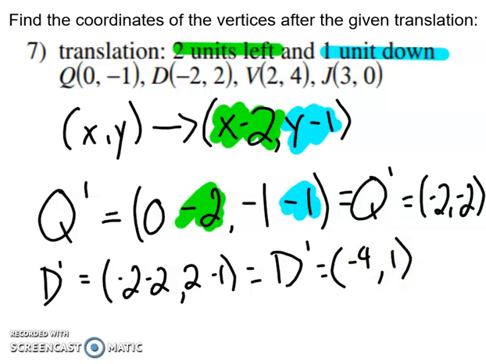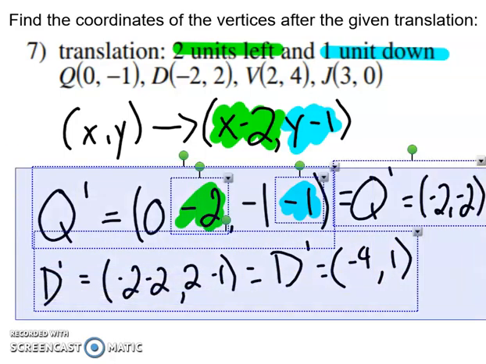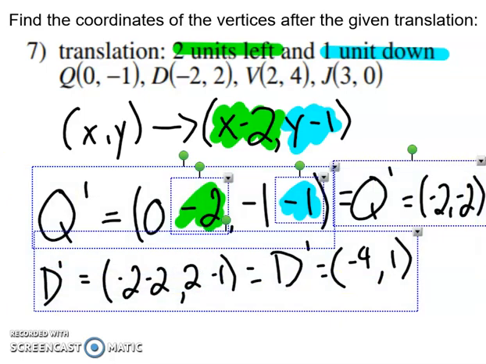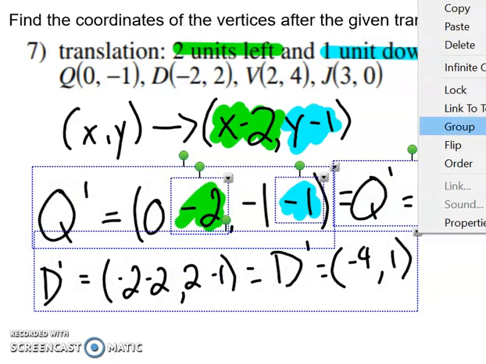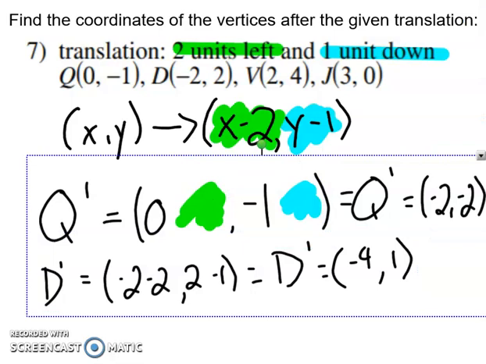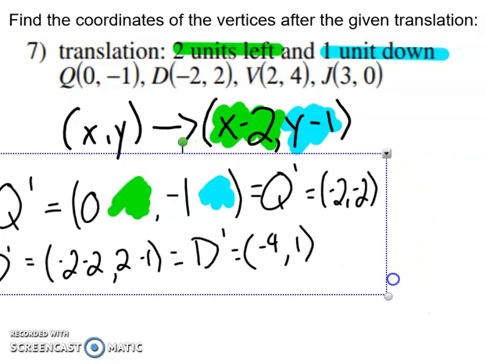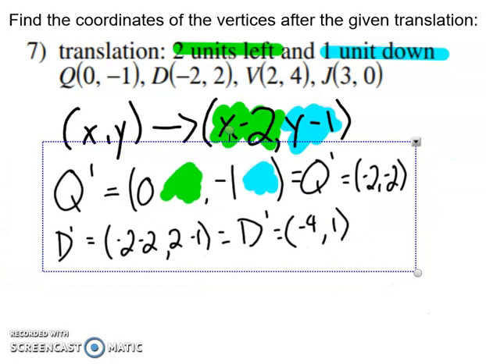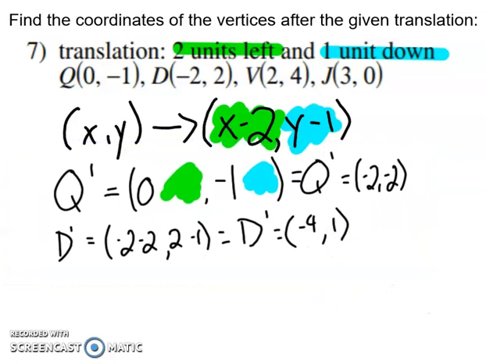Oh, I'm running out of room. I gotta make all this smaller. How can I do that? Let's see, group. Make it smaller. There we go. Oh no, what happened?